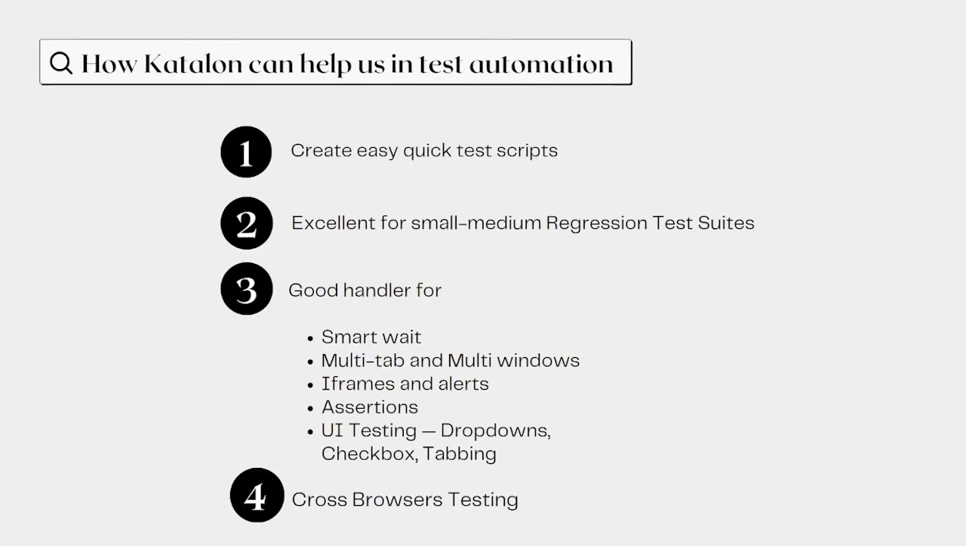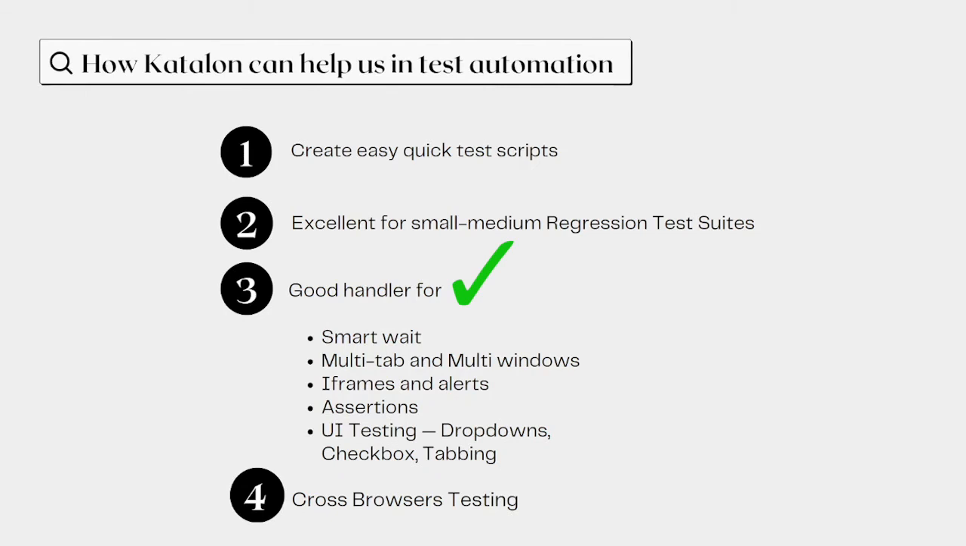Let's see how Katalon can help us in our test automation. It helps create easy, quick test scripts because, as I said earlier, with record and playback, it just creates test scripts very easily. It is also very good for small to medium regression test suites. I personally used it in most of my small and medium projects. Also, it's a good handler for smart waits. Sometimes the element doesn't pop up on the screen and you have to wait. It actually adds the smart wait by itself, which is very smart.